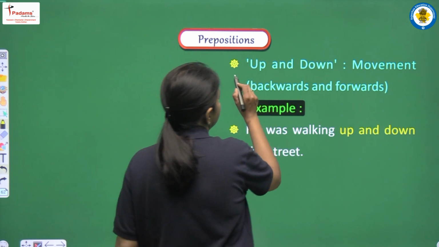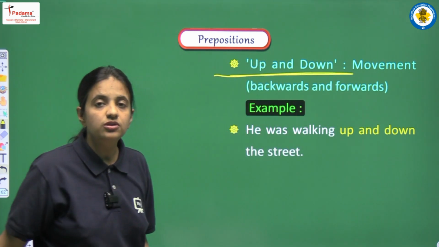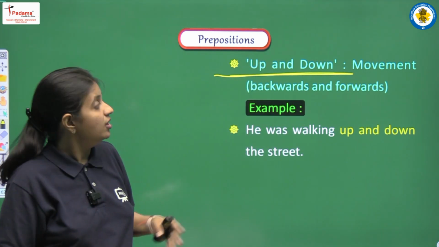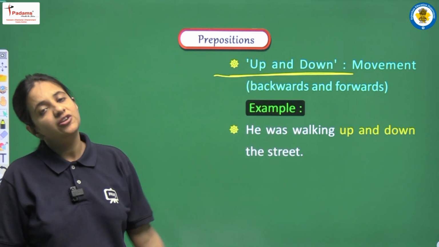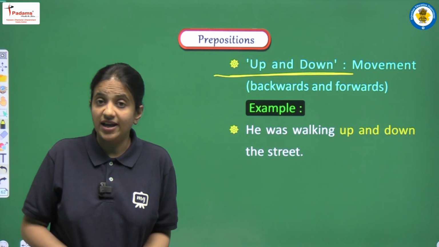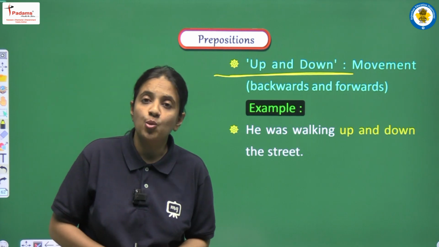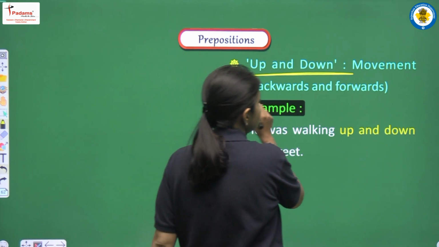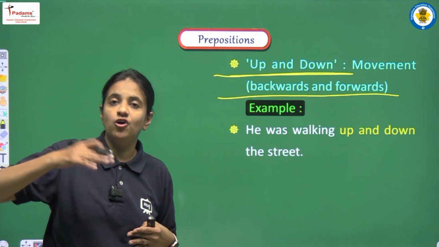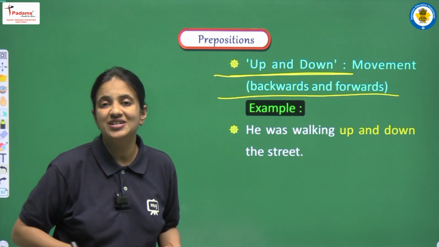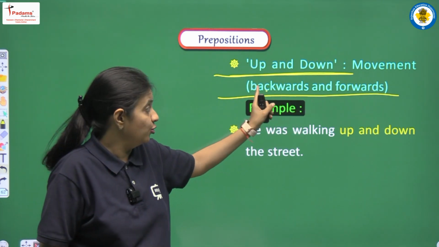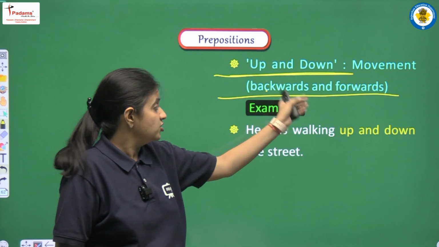Next, up and down. So yes, this is another use when up and down, these two prepositions are used together. So how? Movement backwards and forwards. If these two prepositions are used together in a sentence, at that time these words show movement, but how? Backwards and forwards. And that time we cannot say that up and down show the movement from lower side to higher side and from higher side to lower side. No, if they are together in a sentence, then they show the movement backwards and forwards.